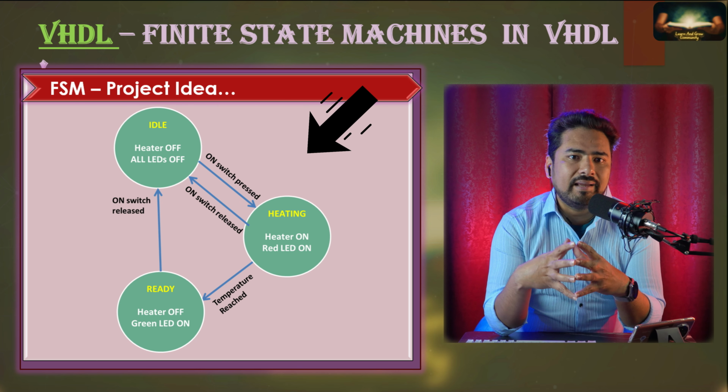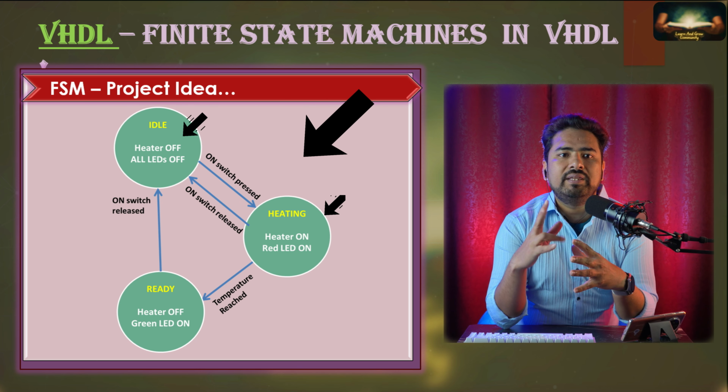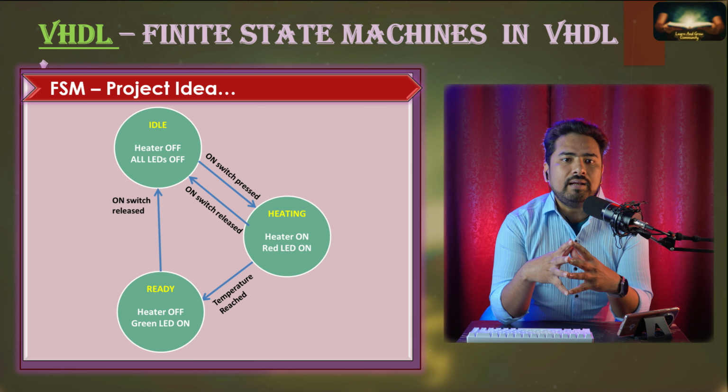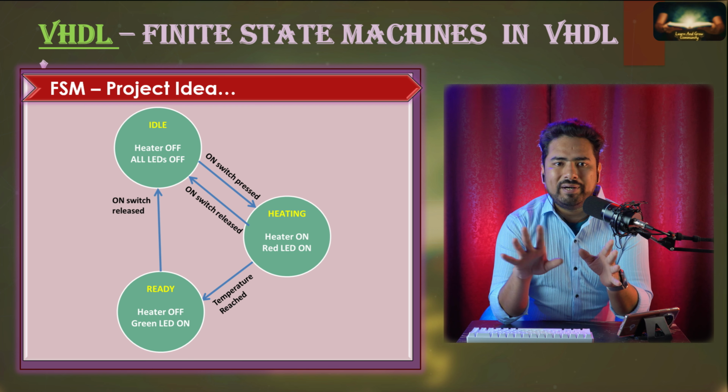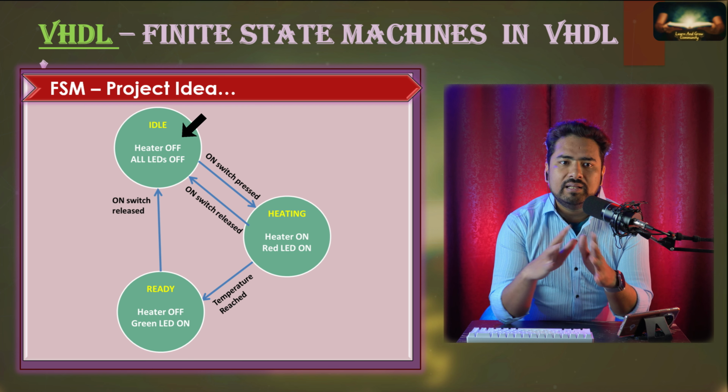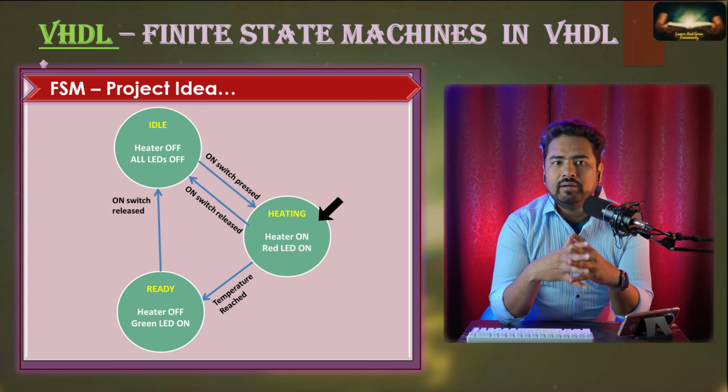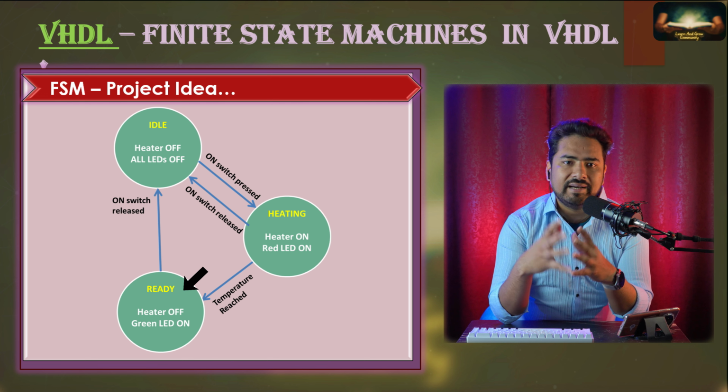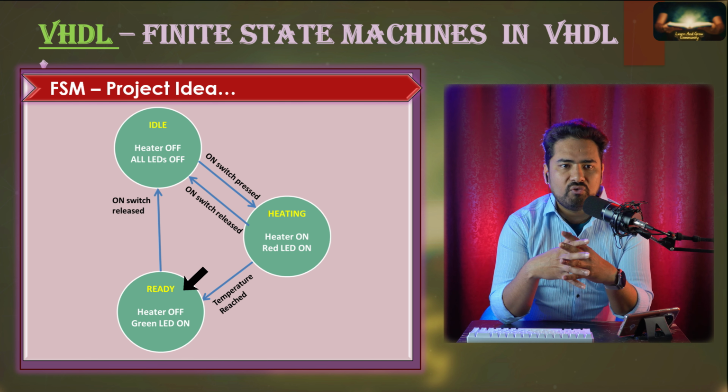From this diagram, we see that we have three different states. These are idle, heating, and ready. So it is quite simple. Idle means nothing is happening. Heating means the heater is on, and ready means hot water is ready for use and the heater is off.